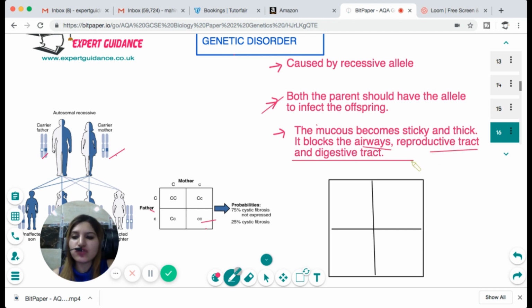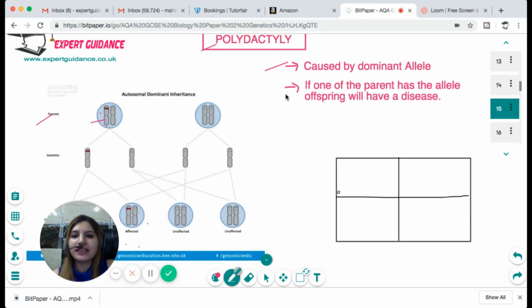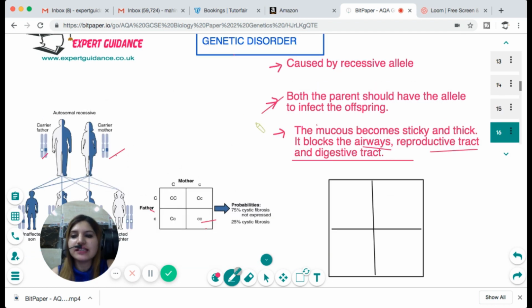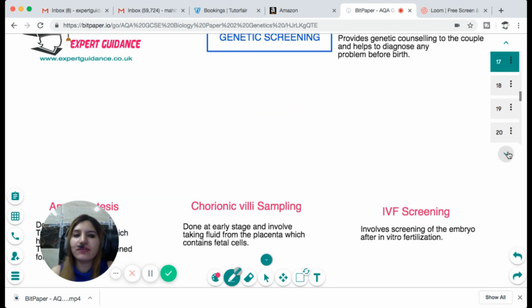Now, what you need to remember here is that in dominant inheritance, one of the parents should be affected in order to make the child affected. But in recessive inheritance, both the parents should have the allele in order to make the child affected. Now, in the exam, they can give you different combinations and ask you to make the cross and predict the percentage of the offspring that will be affected.